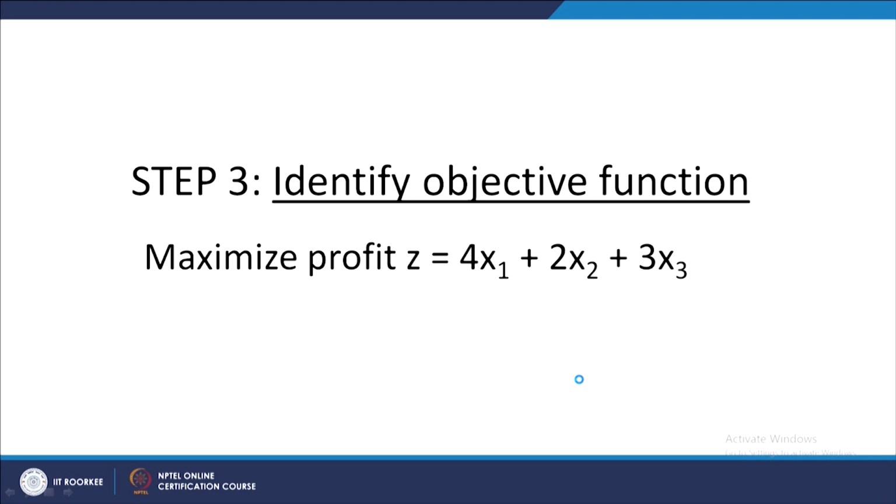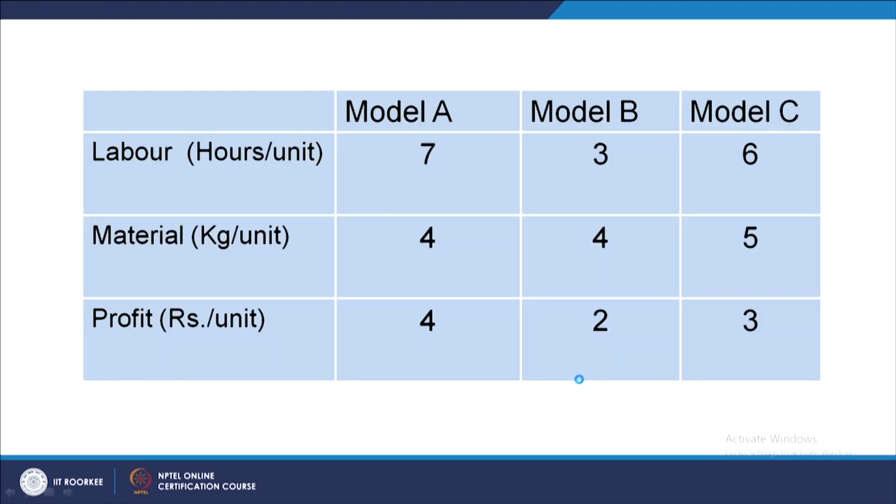Why did this come from? Because in the last row of the table that is given, profit in terms of rupees, 1 unit of model A gives 4 rupees. Similarly, 1 unit of B gives 2 rupees, and similarly 1 unit of model C gives 3 rupees. So, 4x1 plus 2x2 plus 3x3 is the expression for the profit, and obviously it is common sense that the profit has to be maximized. So, you have to take a decision what you have to do with the objective function, whether it has to be maximized or minimized depending upon the problem at hand.